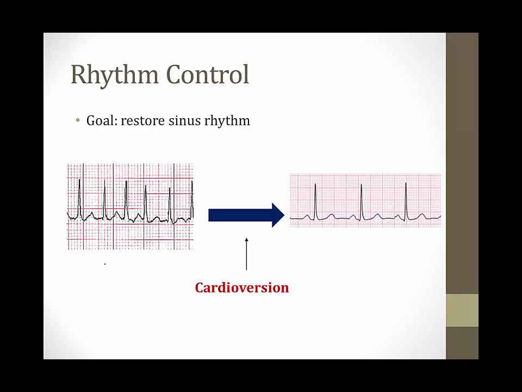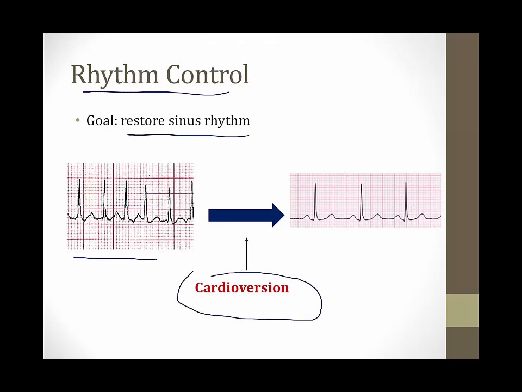Now, as I told you before, in some cases, rate control is all that's required. Some patients remain in atrial fibrillation and are free of symptoms. However, for other patients, they are still symptomatic even when the heart rate is slowed down. And in these cases, we need to do what's known as rhythm control. And the goal of rhythm control is to restore sinus rhythm. And this involves doing a procedure called a cardioversion, which will convert the atrial fibrillation shown on the left side of the screen to a normal sinus rhythm shown on the right side of the screen.